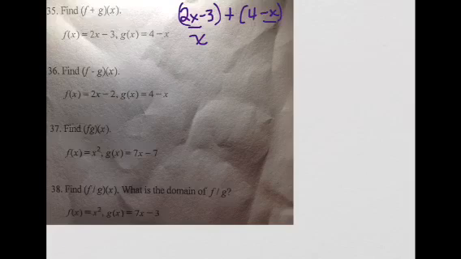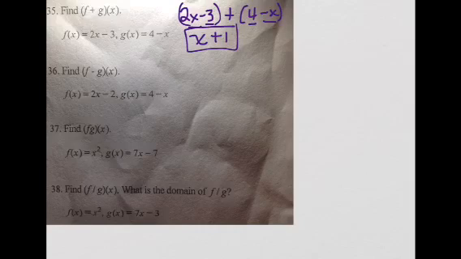Alright, so for number 35, they're just asking you to add the two functions, f of x and g of x. So we'll take 2x minus 3 plus 4 minus x. Combining the like terms, 2x minus x is x, and 4 minus 3 is 1. And there's the answer. They're not asking for domain on this one, so we'll just not answer that.